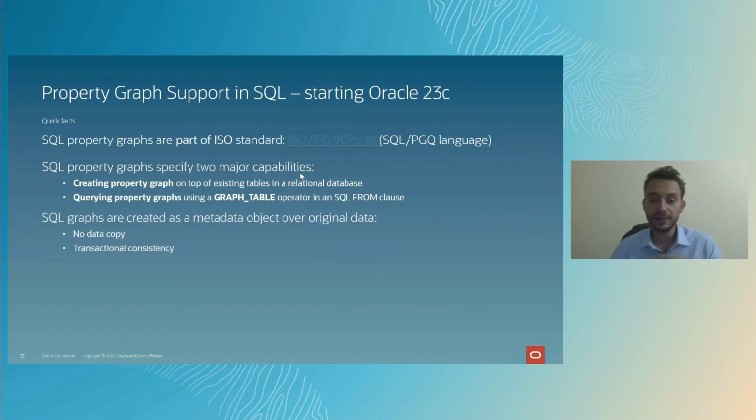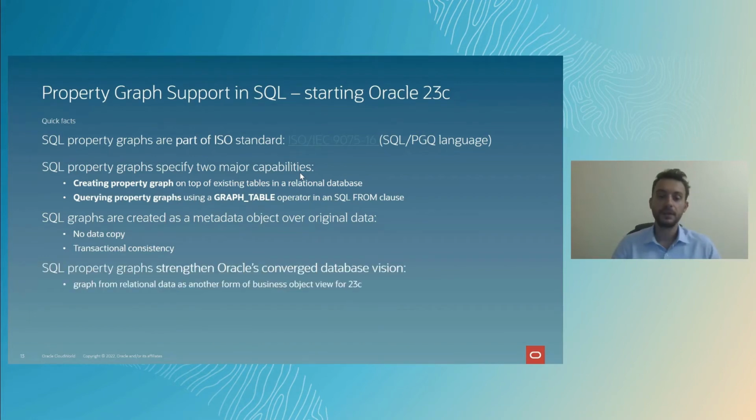Now, one thing to notice here is that the graph creation doesn't imply any data copy. So the graph is created as a metadata object over original data. The graph will see the transactional consistent view of the underlying data. So there is no actual data copy. The graph is kept transactional consistent with the underlying data.